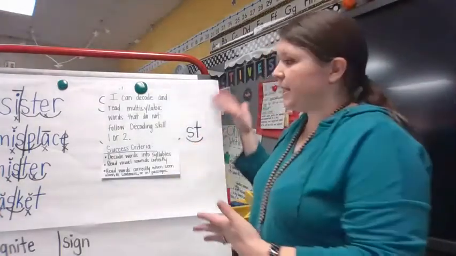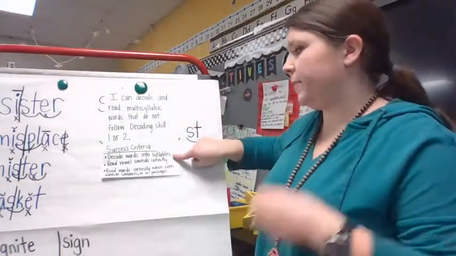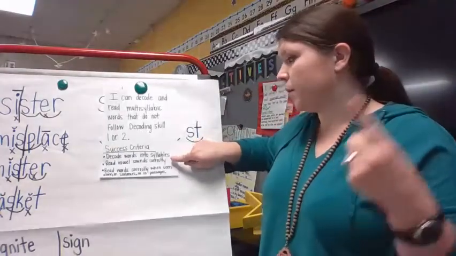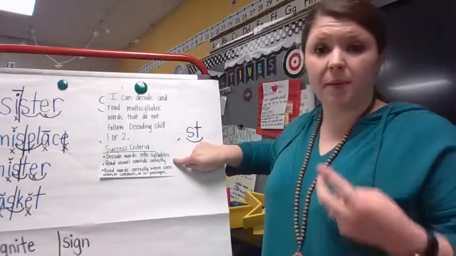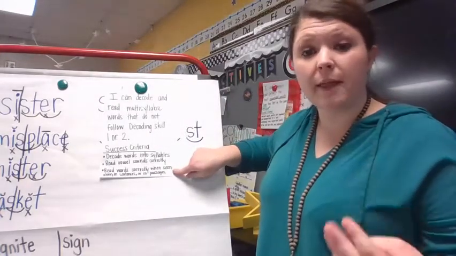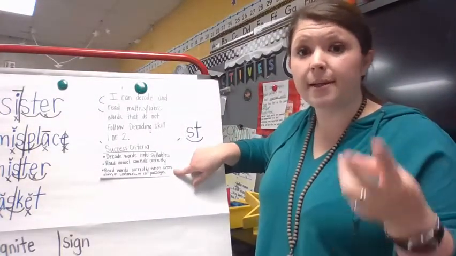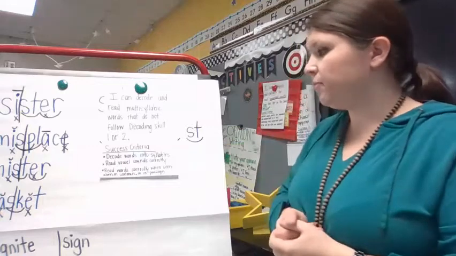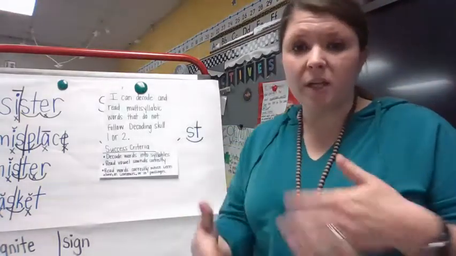In order to be successful with this learning target, we need to be able to decode words into syllables, to read vowel sounds correctly, and then to be able to read the words correctly when the word is seen alone, in a sentence, or in a passage, okay? So let's review what we talked about yesterday.